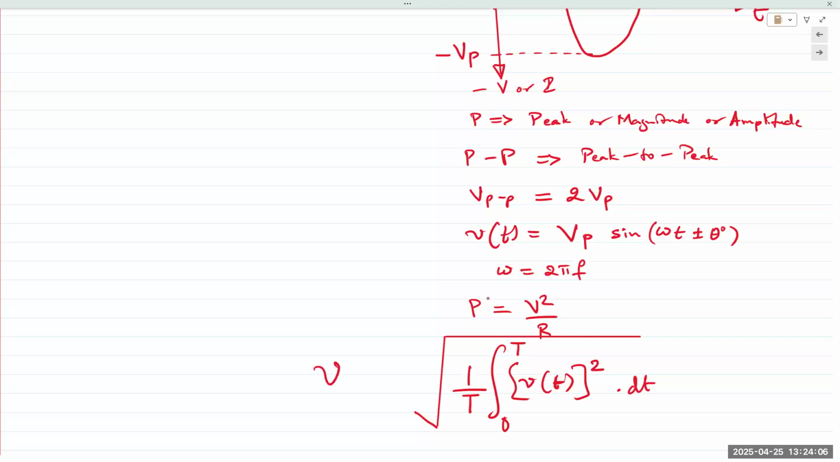And hence the name RMS, root mean square. It is the square root of the mean of the square of the waveform. That's where the name comes from. So if you have any kind of waveform, and this applies to all kinds of AC waveforms, not just sinusoidal, you can have a square wave, triangular wave, sawtooth ramp, every waveform has an RMS value.